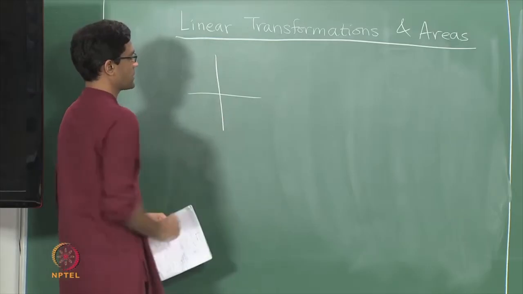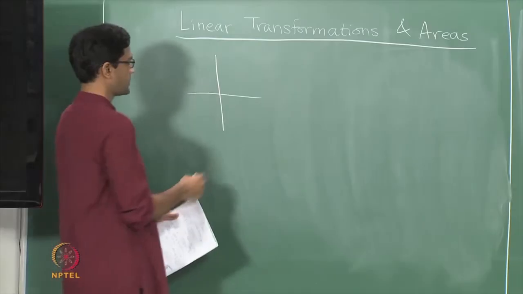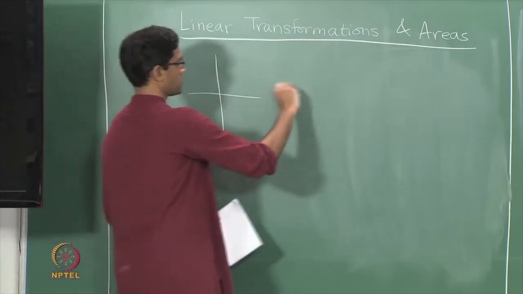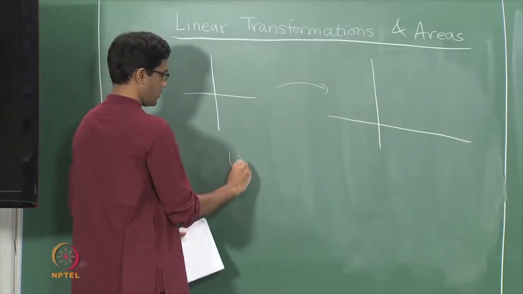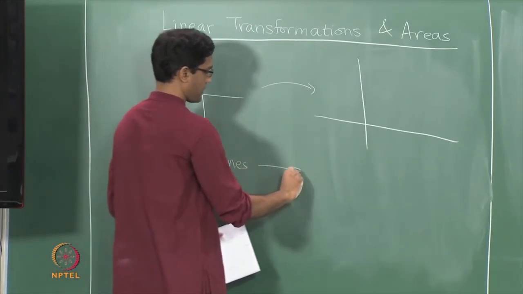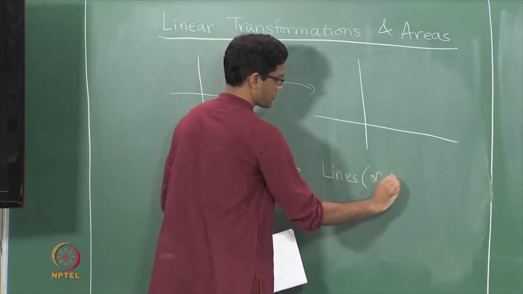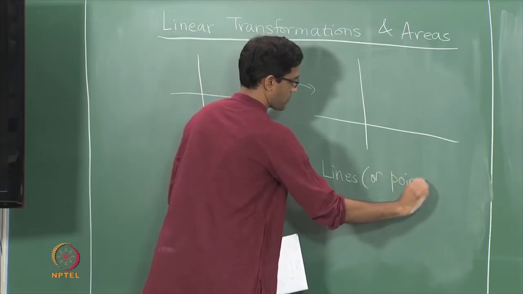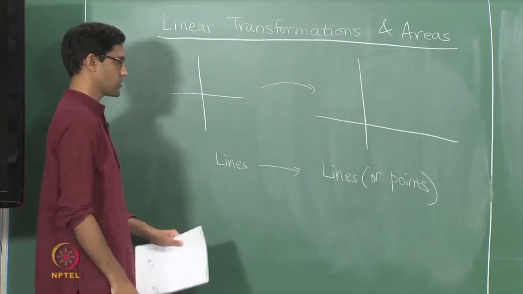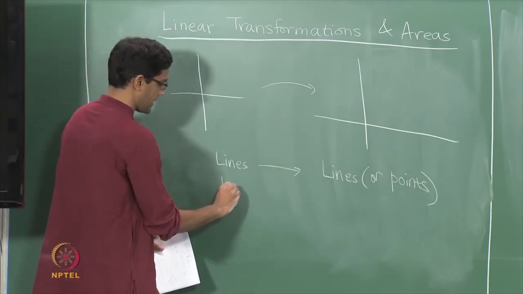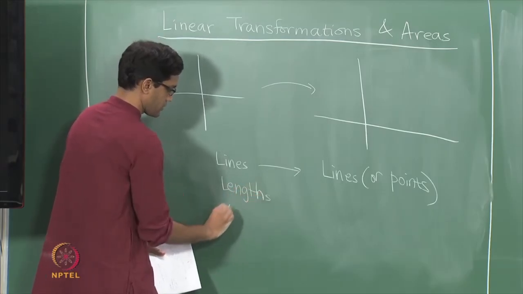We said linear transformations, being a special case of affine transformations, do the following. They map lines to lines. Well, or points, as we mentioned last time, could map some lines just to a single point. And what else does it do? Well, what does it do to lengths? What does it do to angles?